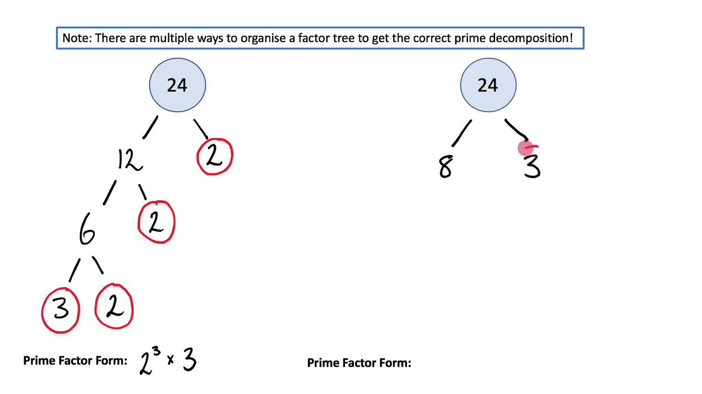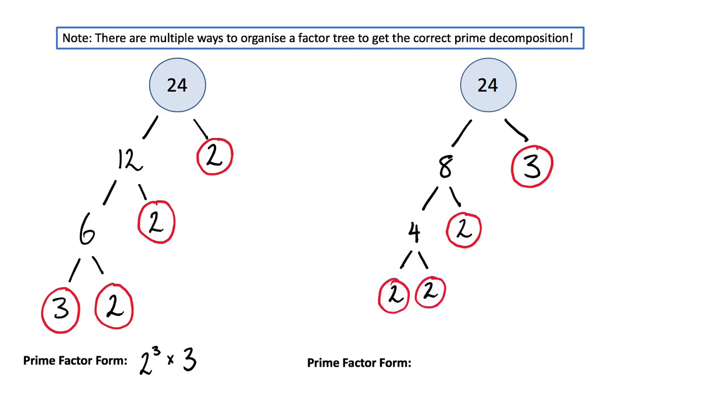So I could now circle this because that's a prime number. My branch will stop there. 8 can be broken down into 4 and 2. I'm now going to circle that. Whoops, my pen gave up on me. I'm going to circle that. Then I'm going to circle my 4, 2 and 2.